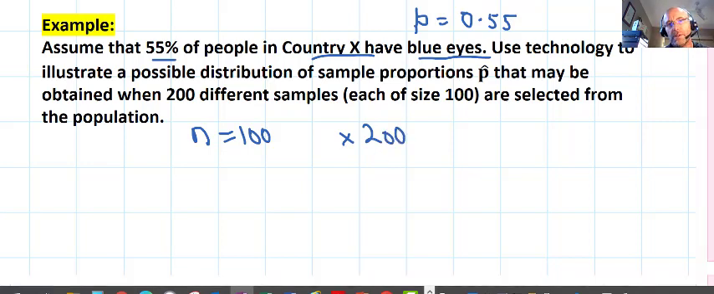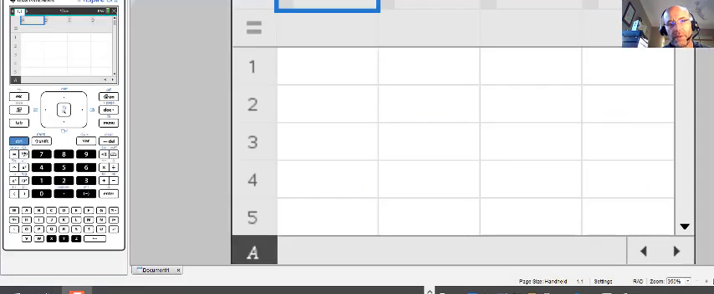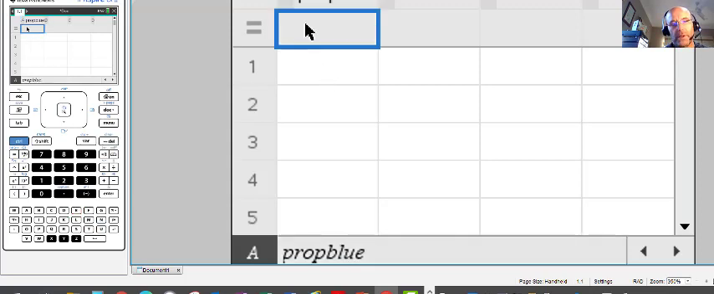So let's get that happening on our TI Inspire. Just giving the first column here a name, and I'm just going to call it prop blue, because it means proportion blue, but I've got to spell blue correctly. Okay, there we go. So prop blue. Now for the formula. Leave the prop blue prompt in there because that's going to define it for us.